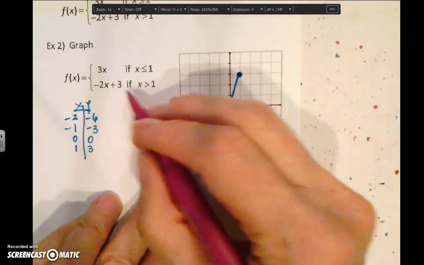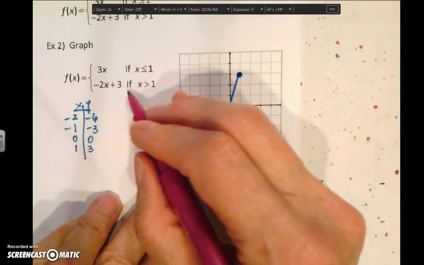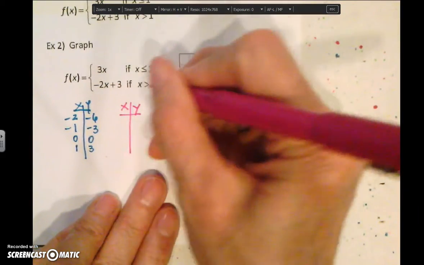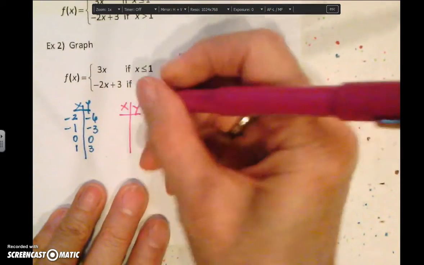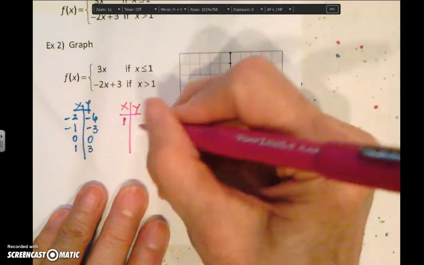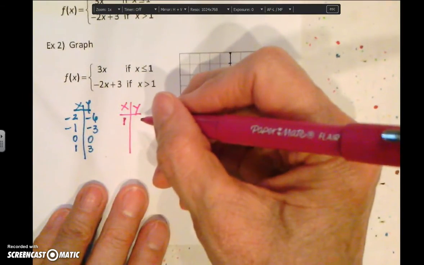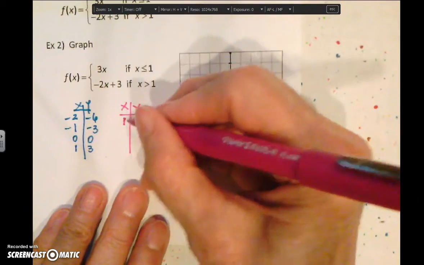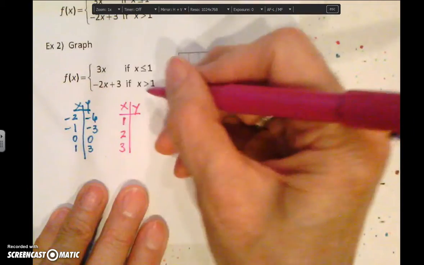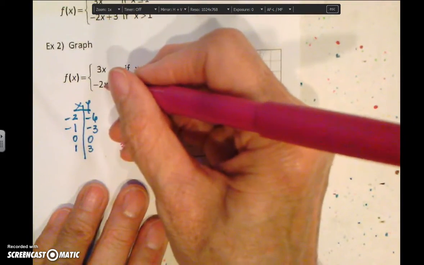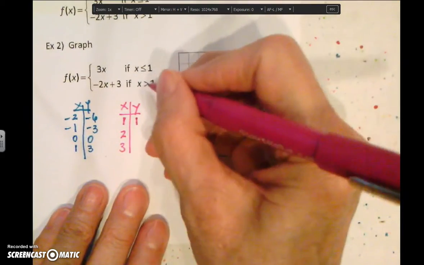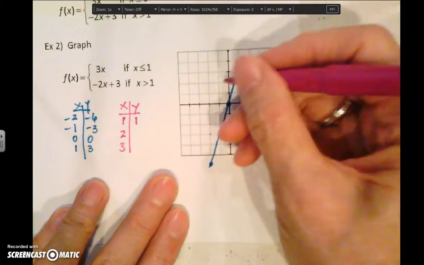All right, so now let's graph the second part of it, which is negative 2x plus 3. So I'm just going to make another t-chart over here. This time I'm going to start at 1, but it's not really going to be equal. But I need to start it at 1 so I know where 1, 1 is. So I'm going to plug a 1 in first, then a 2, and a 3. So if I put in a 1 to this function here, I get negative 2 plus 3 is 1.